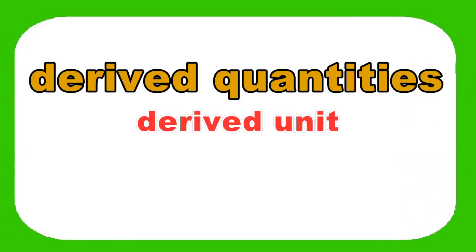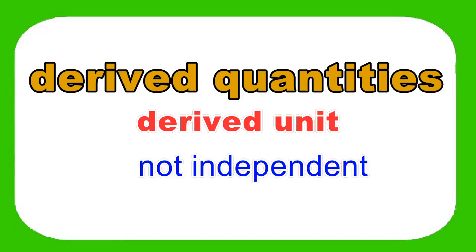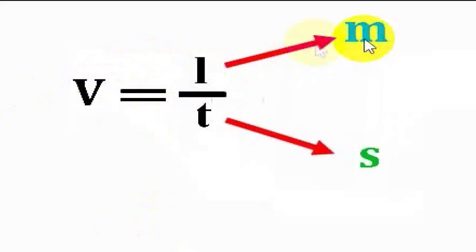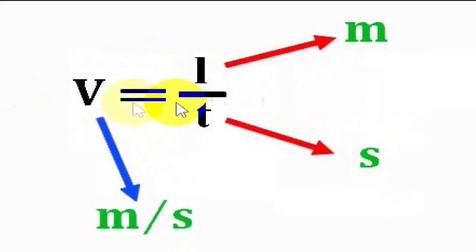Now we express the other quantities. The rest of the quantities are called derived quantities. The unit corresponding to these quantities is called the derived unit. The derived quantity is not independent, that is, it depends on the base quantities and is defined in terms of the base quantity. For example, in the kinematics section, we show that the velocity of an object is calculated by this formula. Meter is the unit of length, and second is the unit of time. So the unit for speed of an object is meter per second.